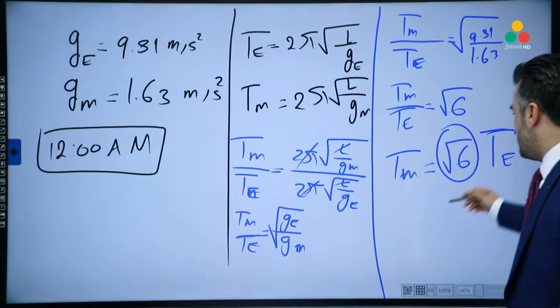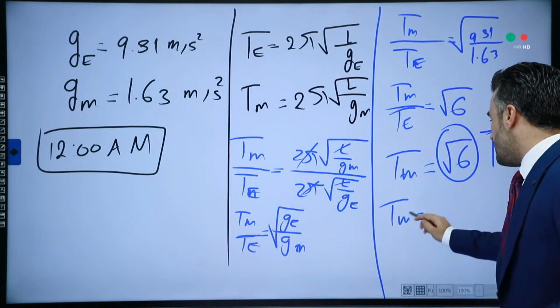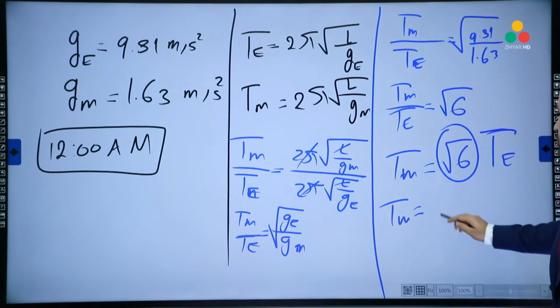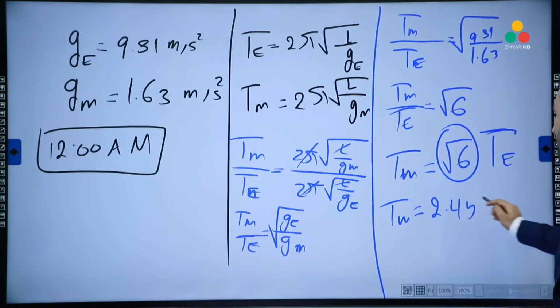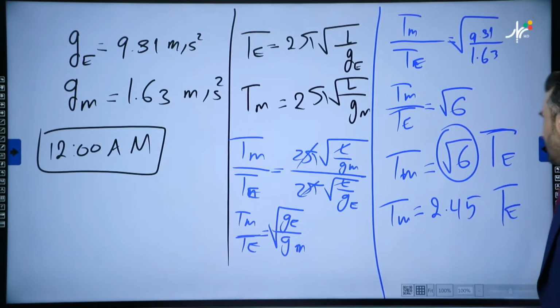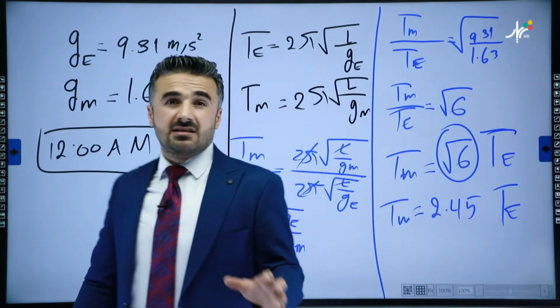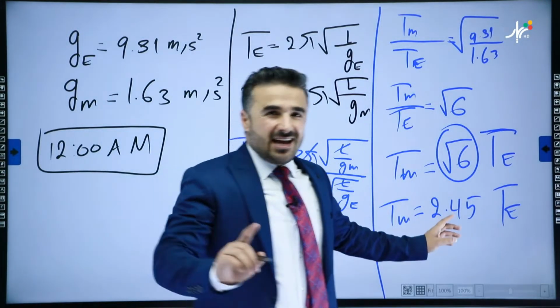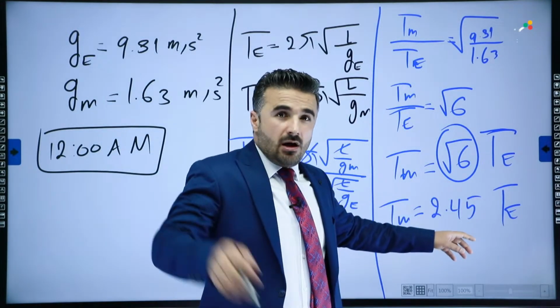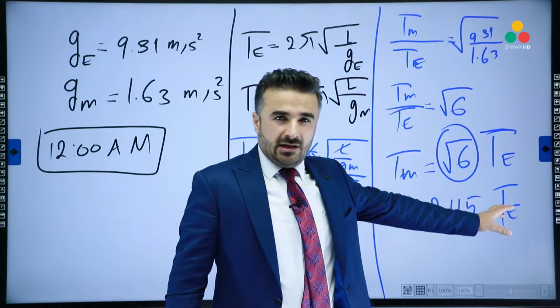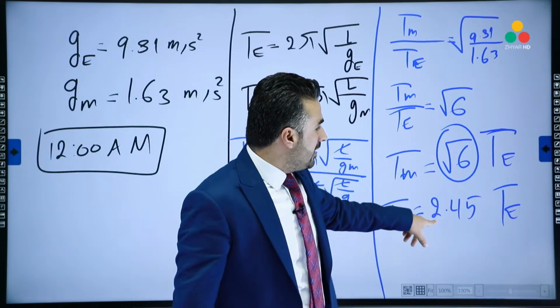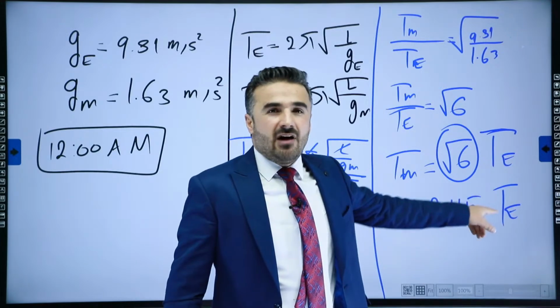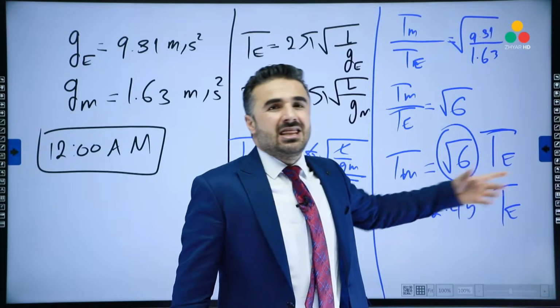If you convert this to a decimal, we can say t on the moon equals 2.45 times the period of the Earth. Again, what does this number mean? It means that if the period is 1 second on the Earth, it will take 2.45 times longer than that on the moon.